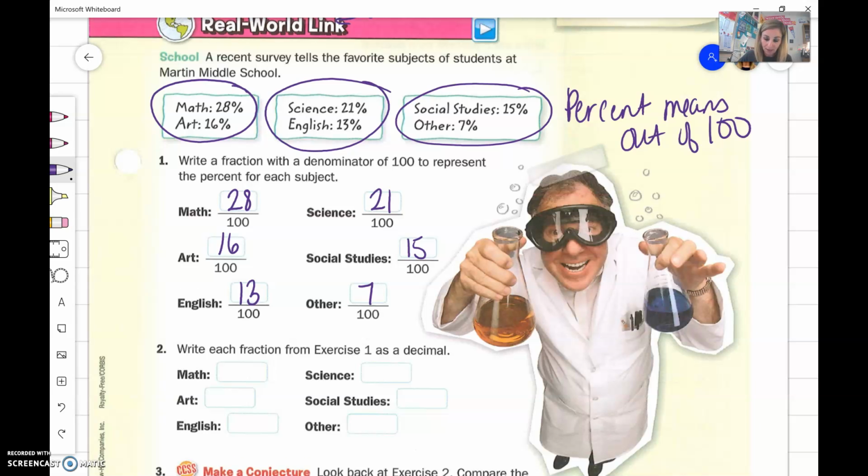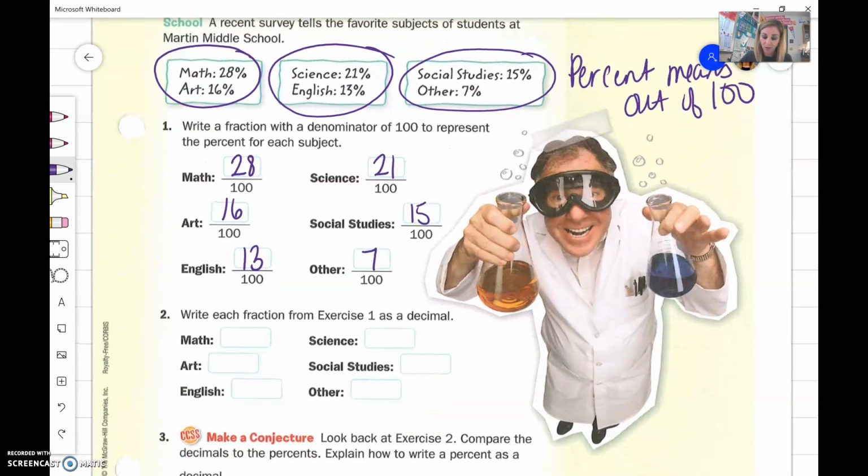Now, it says, write each fraction from exercise 1 as a decimal. So this is 28 hundredths. So 0 and 28 hundredths. Science is 0 and 21 hundredths. Art is 0 and 16 hundredths. And social studies, 0 and 15 hundredths. And English, 0 and 13 hundredths. Now remember, 7 hundredths. So 0 and, remember this is my tenths, and then my 7 is my hundredths. So 0 and 17 hundredths.